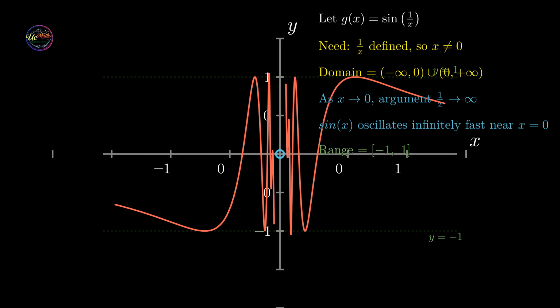The domain of sine of 1 over x is all real numbers except x equals 0. Because 1 over x is undefined at x equals 0. The range of sine of 1 over x is the closed interval from -1 to +1. Because the sine function always lies between -1 and 1.